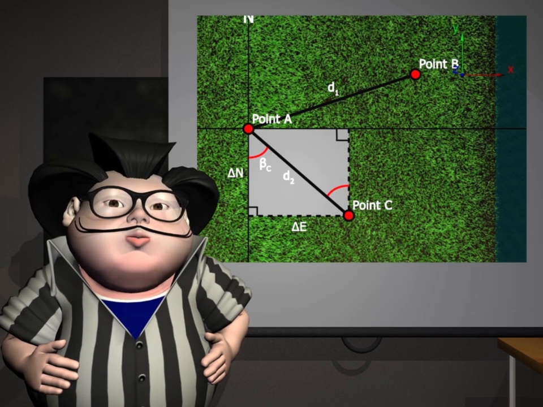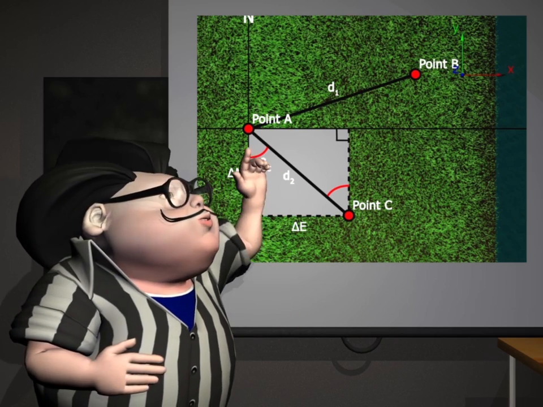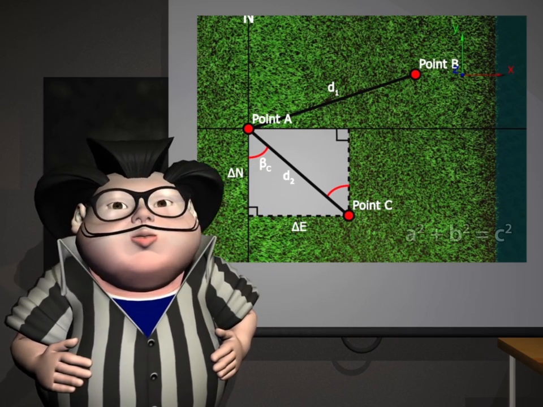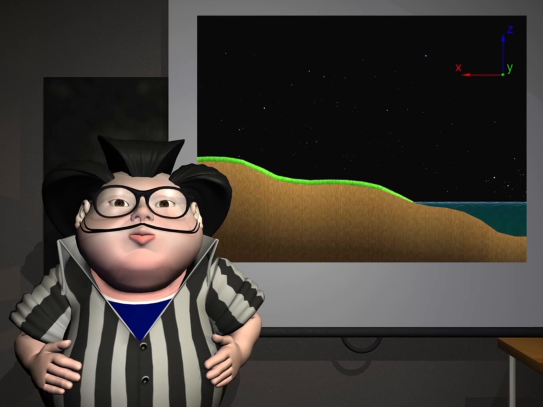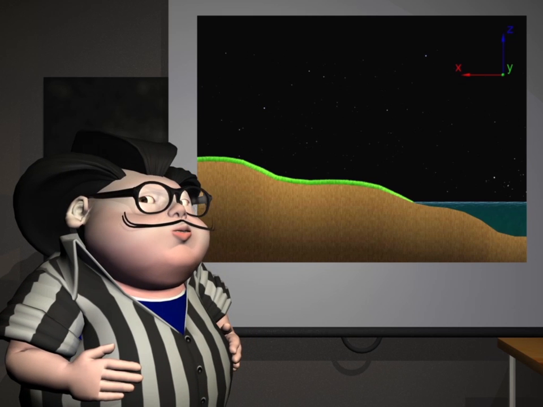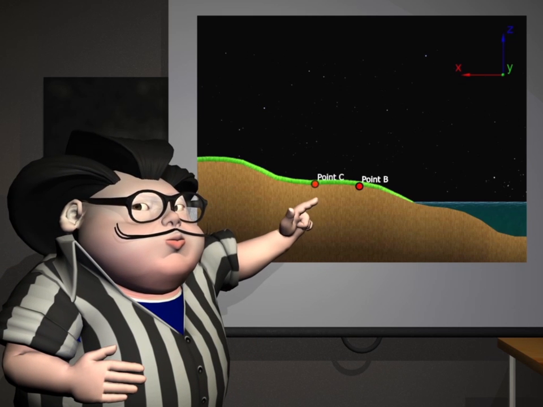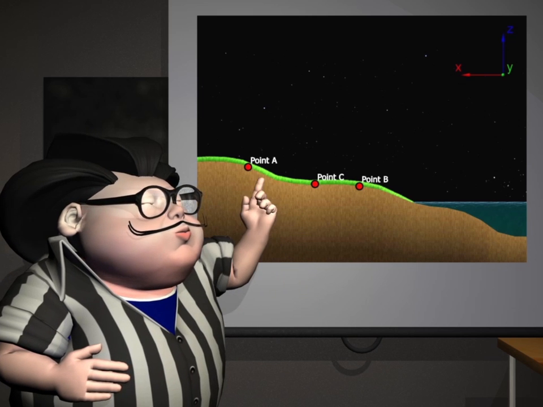Delta N, delta E, and delta Z can be calculated relative to point A or point B and can be checked using the Pythagorean theorem. The third section is how to find the location of the total station. Given 2 known coordinates, point B and point C, how can we find the coordinates of a third point A?